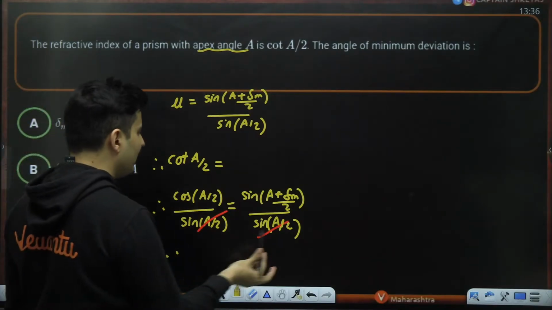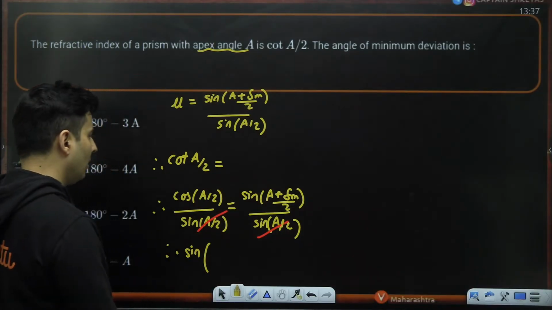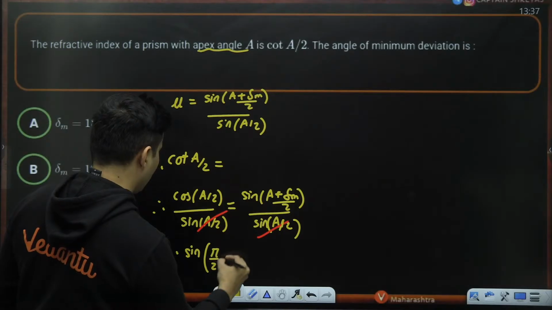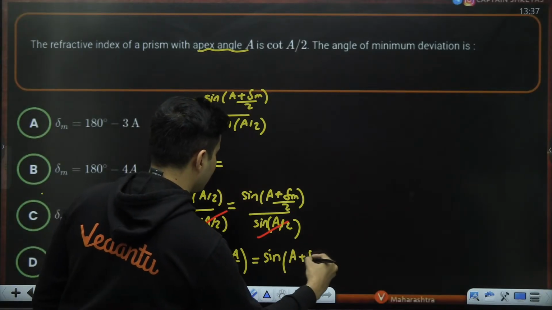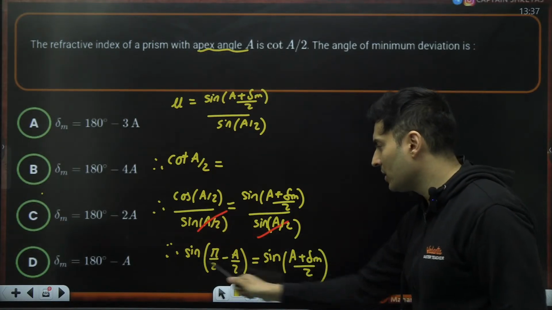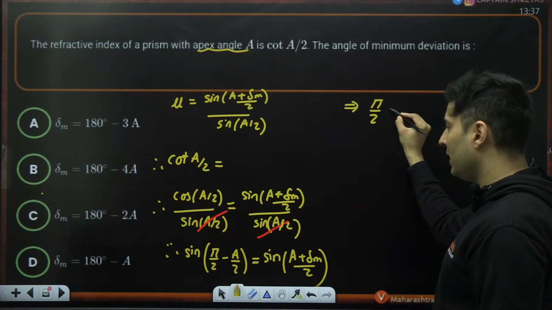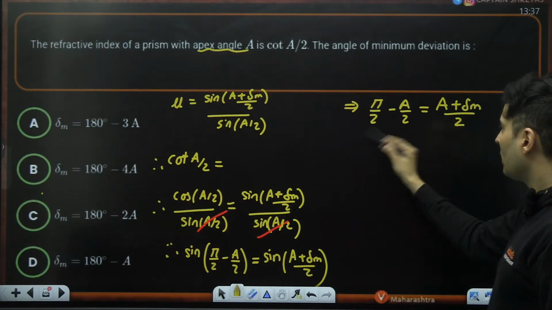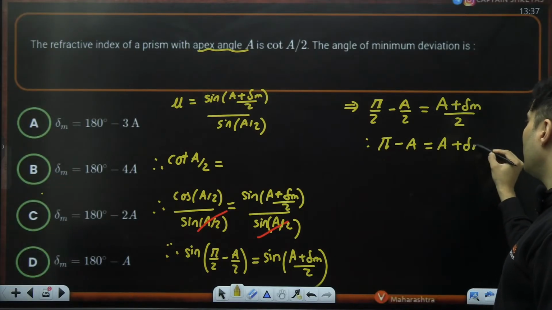If cos is equal to sine, that means they are complementary angles, or basically I can say sine of (90 minus theta), which is A by 2, is equal to sine of (A plus delta minimum) by 2. So instead of cos, I converted it into sine of 90 minus theta, because with sine on both sides I can compare the angles. So whatever is inside is comparable. So pi by 2 minus A by 2 is equal to (A plus delta minimum) by 2. 2 cancels. Therefore, pi minus A is equal to A plus delta minimum.